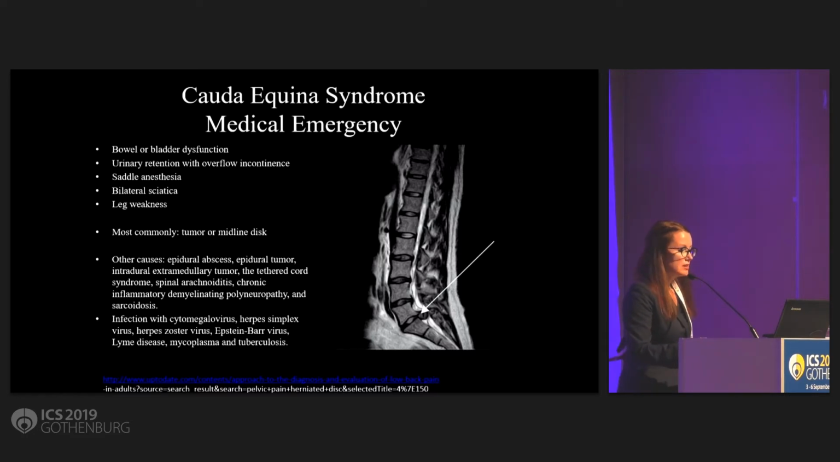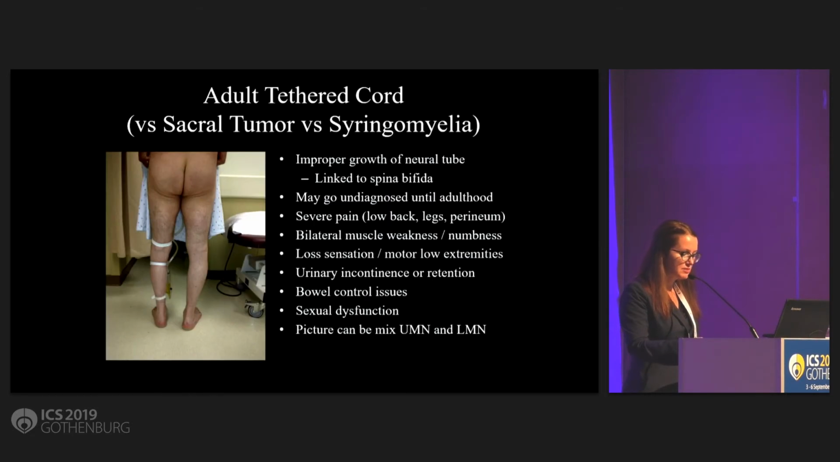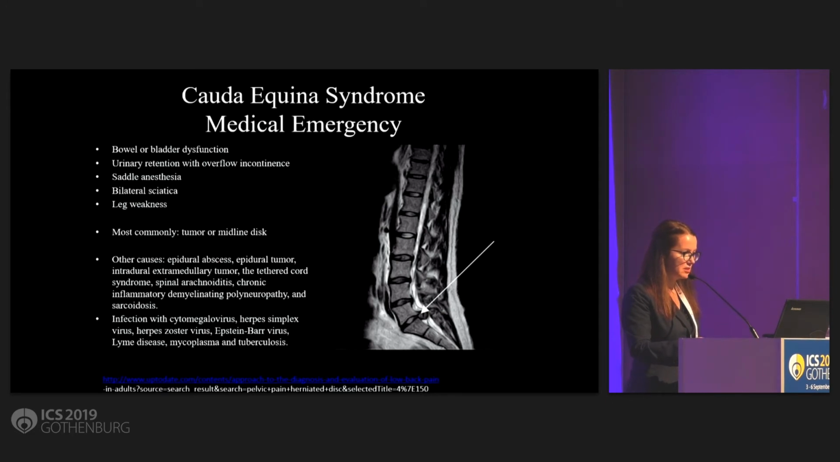Cauda equina syndrome, we often think of as a presentation of a medical emergency where there's a herniated disc and there's loss of bowel and bladder function, urinary retention, saddle anesthesia, but it can be slower and more subtle than this, and it can lead to chronic pelvic pain. At some point, it is worth doing a lower spine MRI in your patients when they're not responding as expected from the standard measures, especially if your neurological exam is suggestive of loss of sensation.